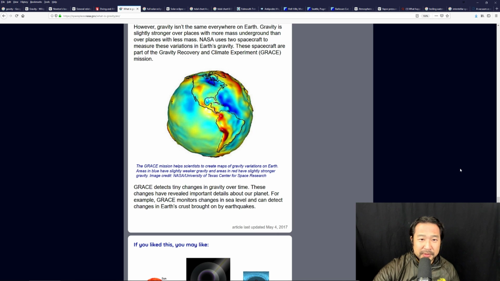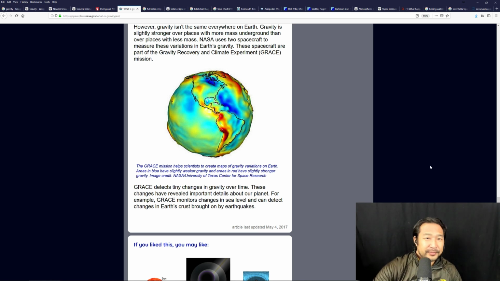The GRACE mission helps scientists to create maps of gravity variations on Earth. Areas in blue have slightly weaker gravity, and areas in red have slightly stronger gravity. This image is credited to the NASA University of Texas Center for Space Research. GRACE detects tiny changes in gravity over time. These changes have revealed important details about our planet. For example, GRACE monitors changes in sea level and can detect changes in Earth's crust brought on by earthquakes. This article was last updated on May 4th, 2017.